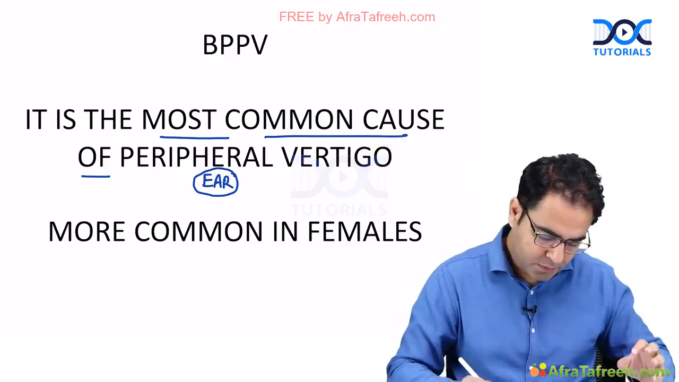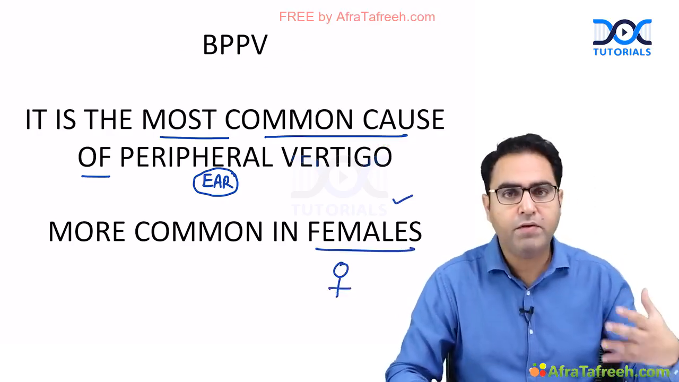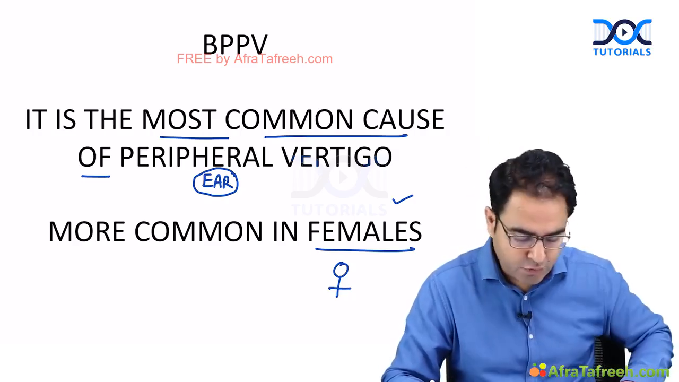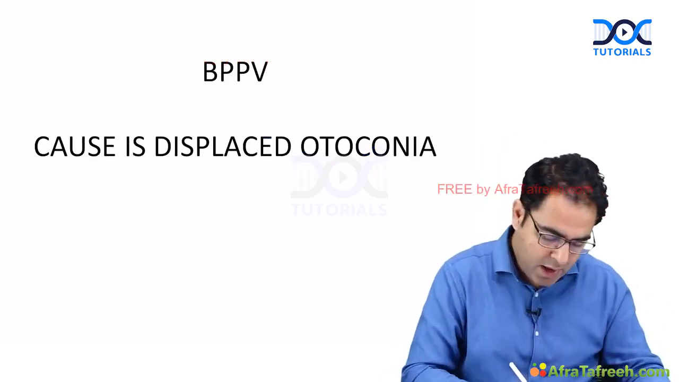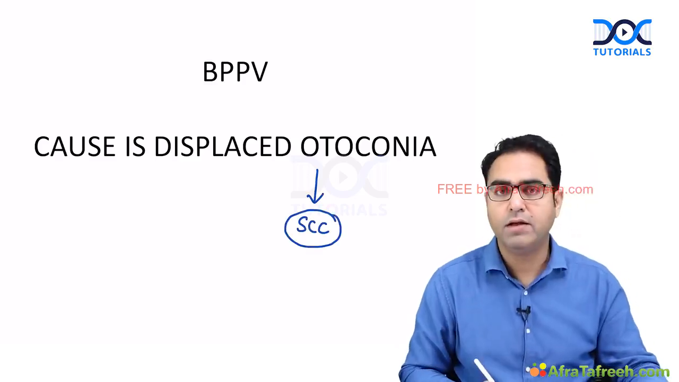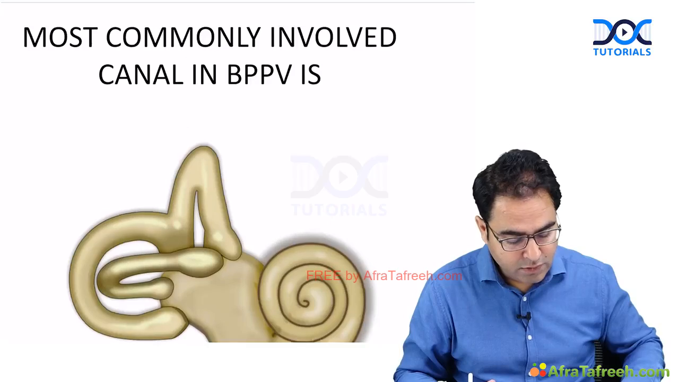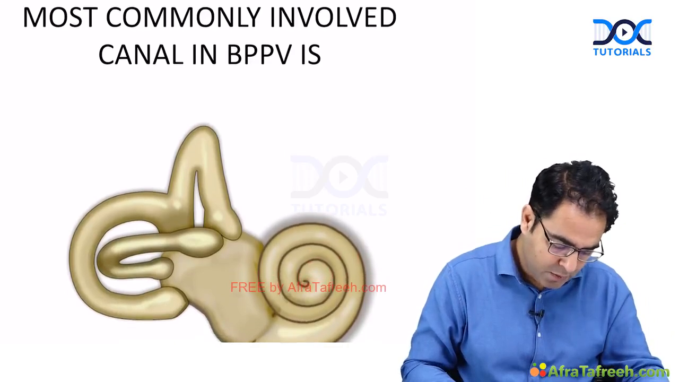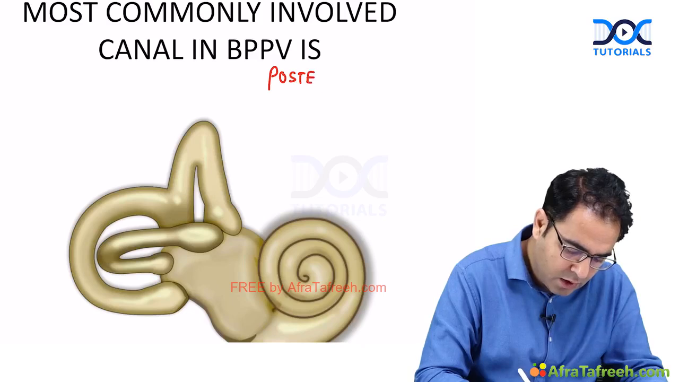Okay, BPPV. Now, it is more common in females. The BPPV as a disease is more common in females. It's a very common problem in practice. Okay, now let's go further. As I told you, BPPV is caused by displaced otoconia, and they reach from utricle and saccule to the semicircular canal. Now, the question asked in the exam is, there are 3 canals. Which is the most commonly involved canal in BPPV? The answer is posterior semicircular canal.